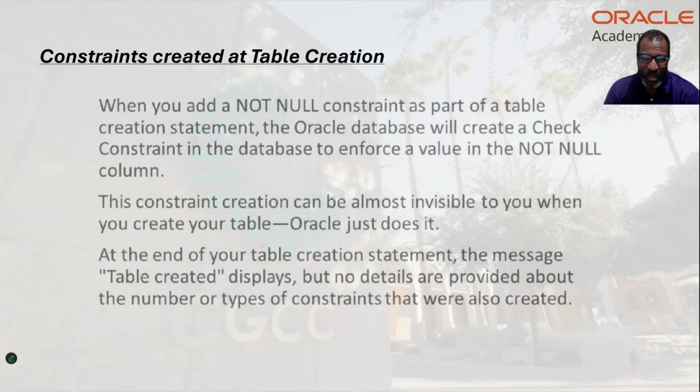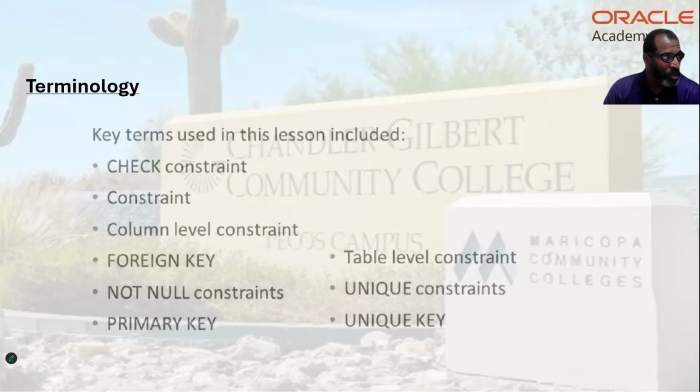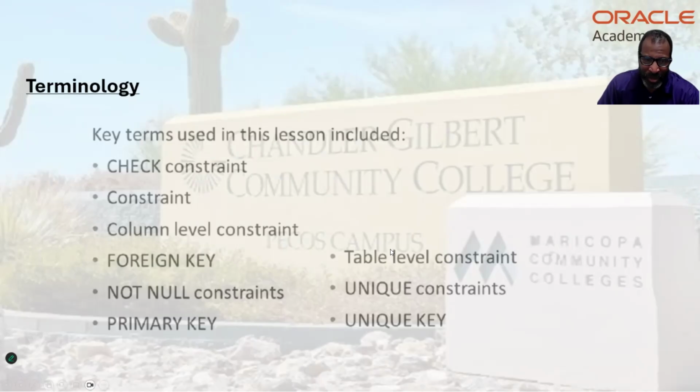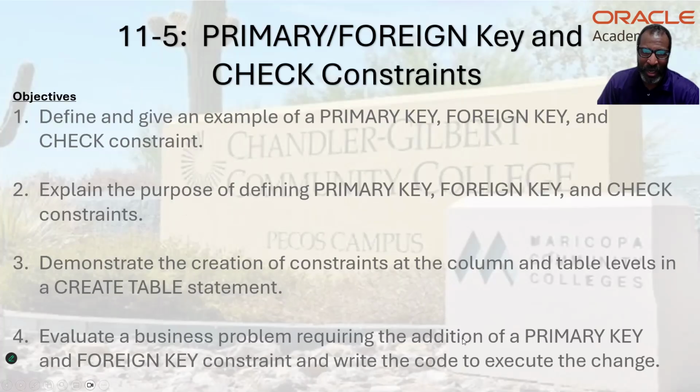All right, take a deep breath. We have a couple more topics to go and we'll be done. Check constraints, column level, foreign key, not null, primary key. Remember, those are automatically constraints. Table level constraint, unique constraints, and unique key. All right.